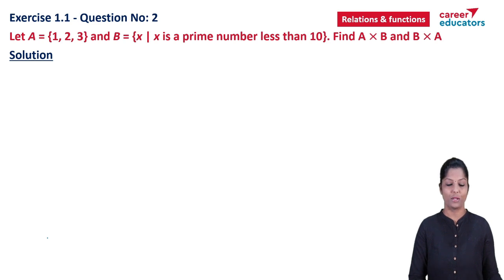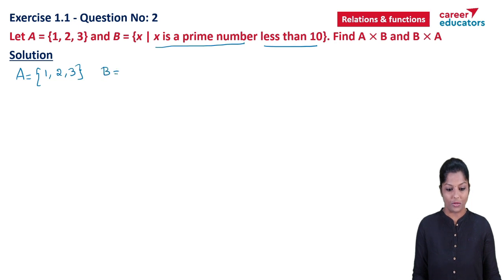Let's solve the problem. Here, the elements of A are given directly. A equal to 1, 2, 3. But the elements of B are not given directly. To find the elements of B, a condition is given. That is, X is a prime number less than 10. Therefore, B equal to 2, 3, 5, 7.